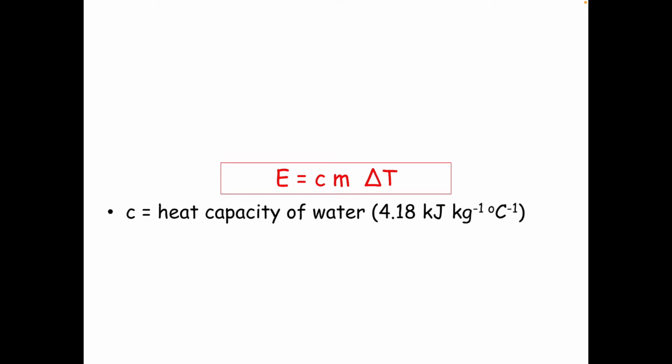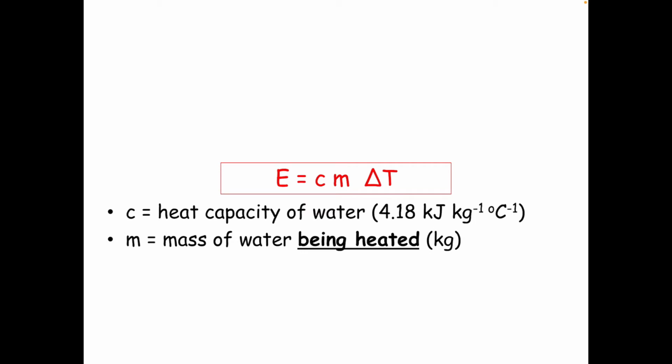C is the specific heat capacity of water, which is 4.18 in chemistry, and what this means in simple terms is it's the amount of energy needed to raise 1 kilogram of water by 1 degree Celsius. But you don't need to know much more than that. All it's to do with is how much energy is needed to make it increase temperature.